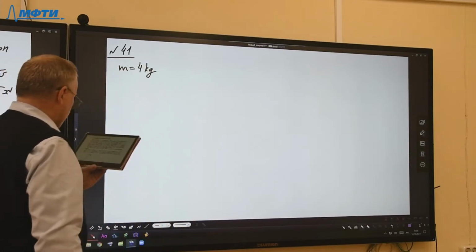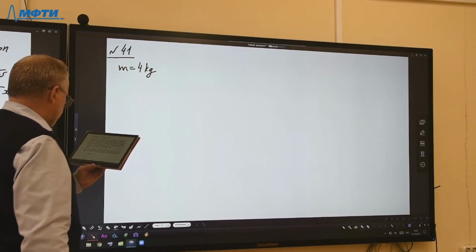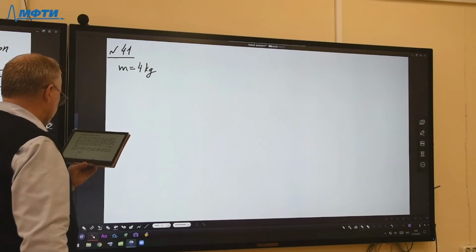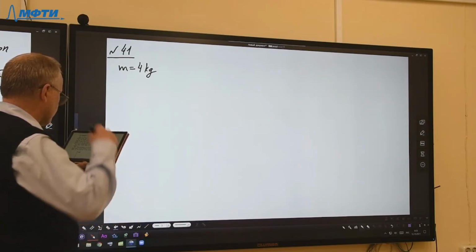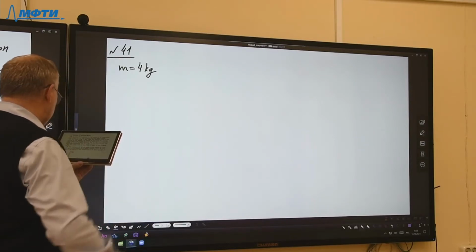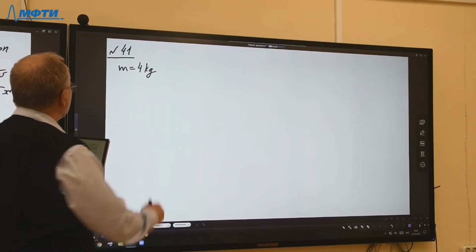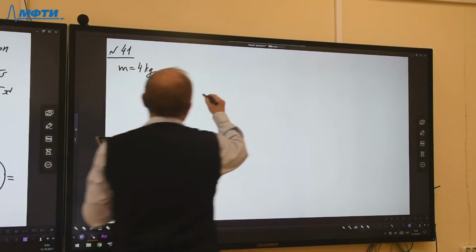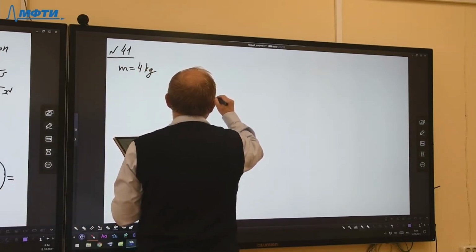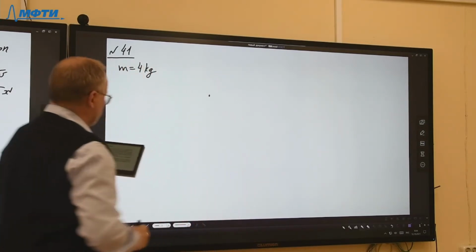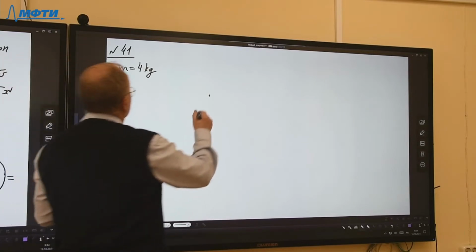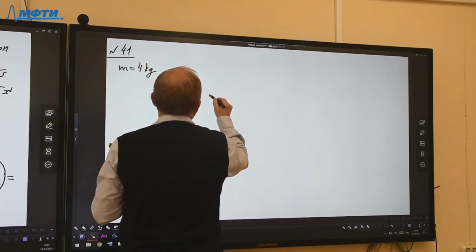These forces are consecutively equal to 1, 2, 3, 4, 5, and 6 kilogram forces. In what direction and with what acceleration will the sphere move? So we have a sphere. I will not try to draw a sphere, but what is important, we have forces, 6 forces.